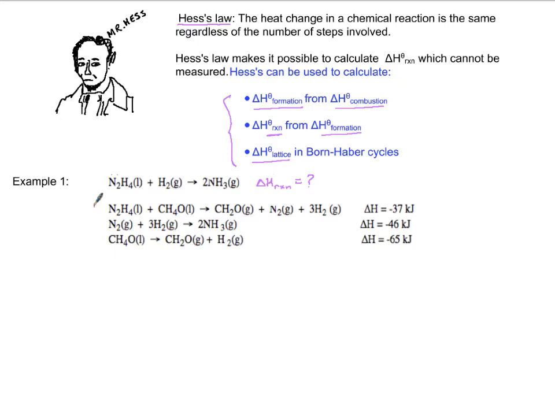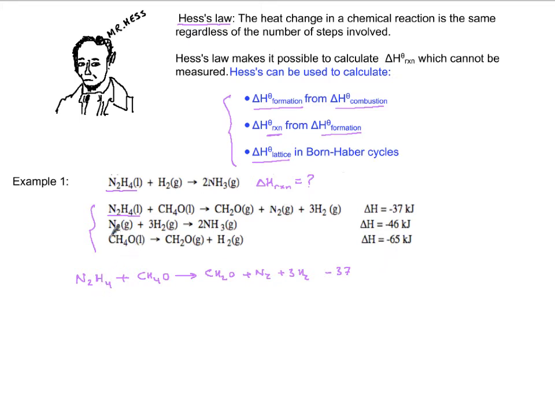And then we have related steps, and all I have to do is manipulate the equations in order to get the desired equation. The reactant N2H4, I see it in my first equation as is, so I'm just going to copy it down, and for the sake of simplicity I'm going to ignore states of matter for this reaction. So first reaction, I'm not going to change anything, and delta H is as is, negative 37 kilojoules or kilojoules per mole.